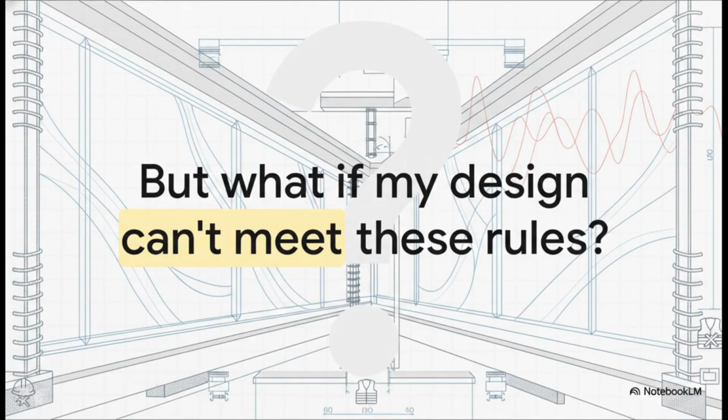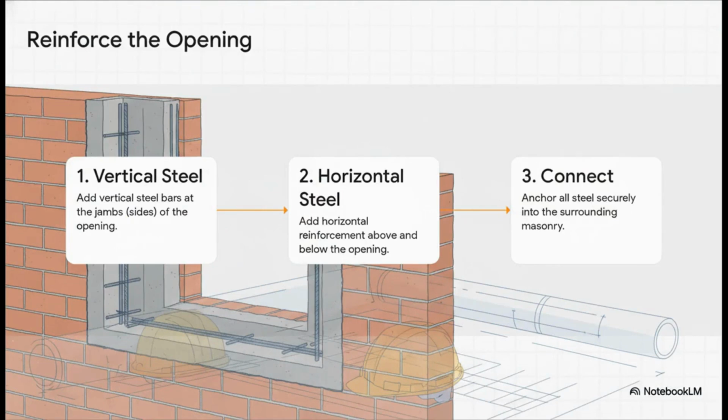And this brings us to a classic on-site problem. What happens when the architect's vision for this beautiful, huge window clashes directly with the strict structural rules we just talked about? Do you have to scrap the design? Well, thankfully, no. The code actually anticipates this conflict and gives us an engineered way around it. The principle is really simple. If you break the rules, you have to add extra strength to make up for it.